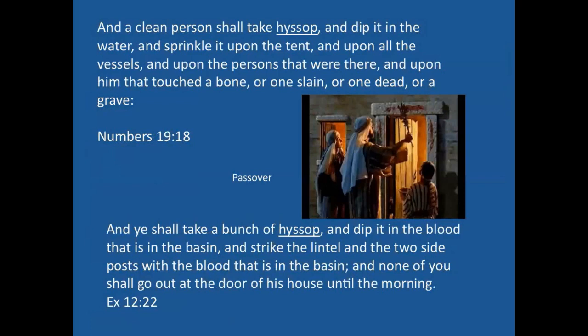One other one is in Numbers 19:18, and a clean person will use hyssop and put it in water and sprinkle it upon the tent and upon all the vessels and upon the persons that were there, and upon him that touched a bone or one slain or one dead or a grave. So this was used in the Israelites' time for ritual cleansing after having touched someone who was dead or been near someone who had died.